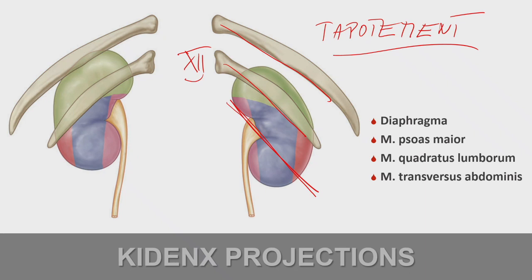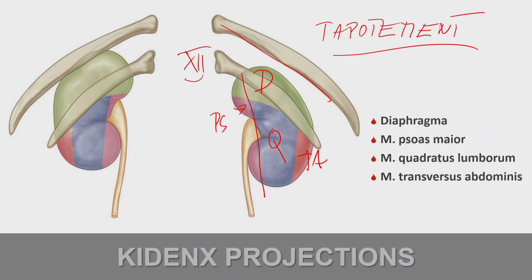The kidney is lying dorsally on muscles, and those muscles are the diaphragm, musculus quadratus lumborum, transversus abdominis, and medial, as I said, is psoas.